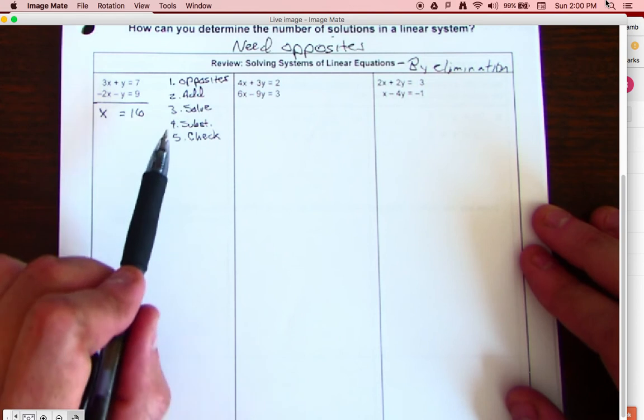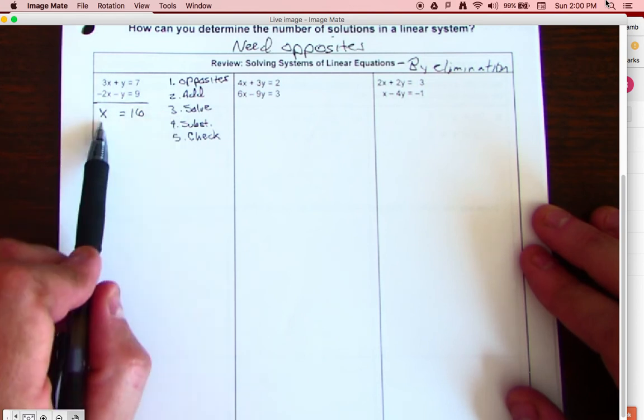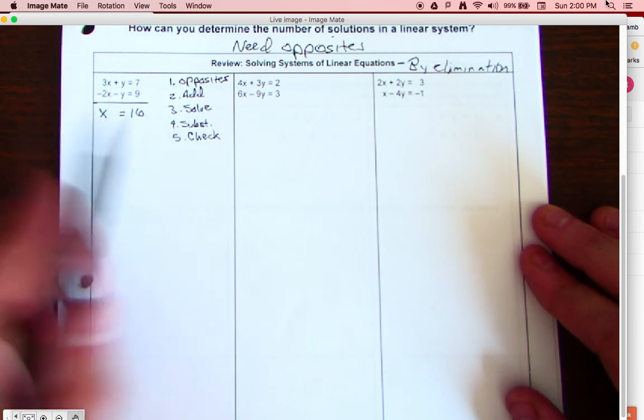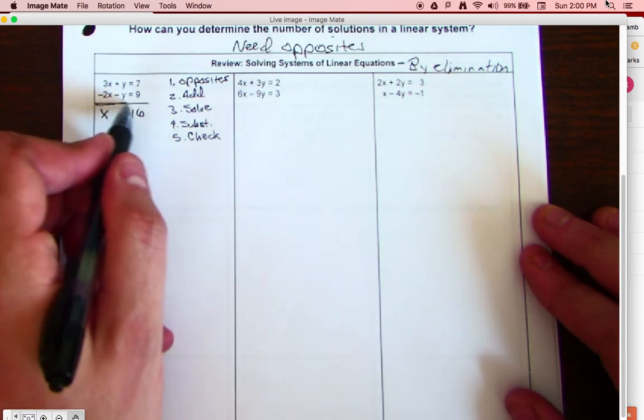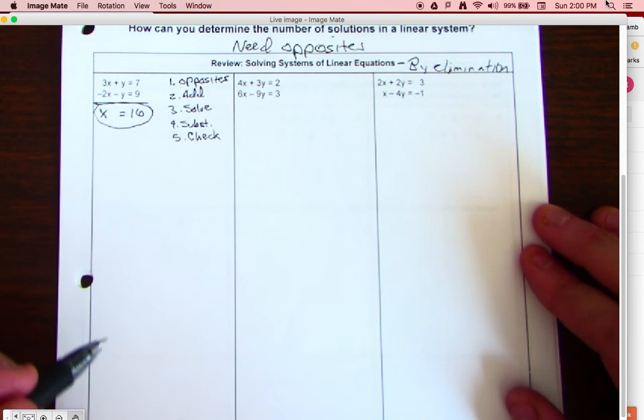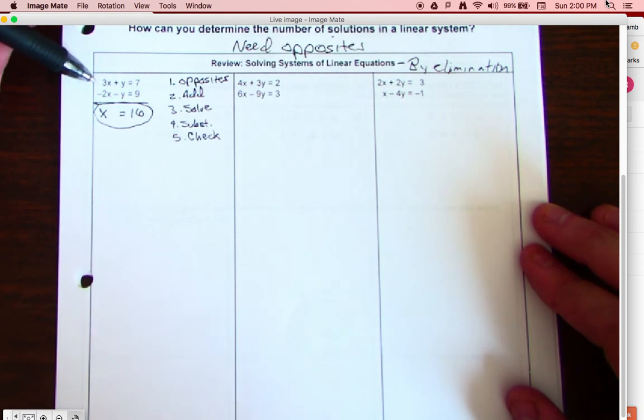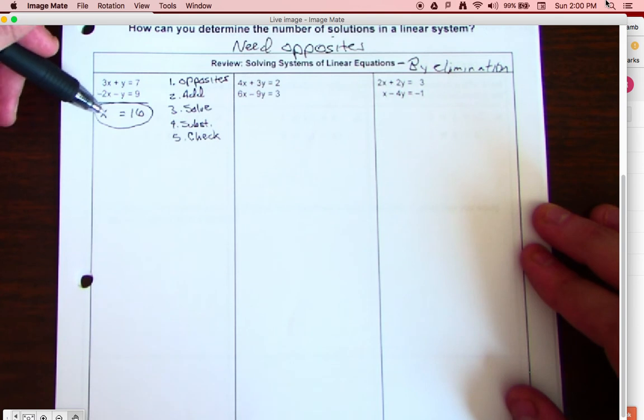The third thing we want to do is solve. If we had 2x equals 16, we'd have to divide by 2 to solve, but this one's already solved for us. So, halfway home. That's the third step. We got the variable that was left and solved for it. The next step is to substitute. When you substitute, you pick one of these equations and substitute in the variable we solved for, and then solve for the other variable.